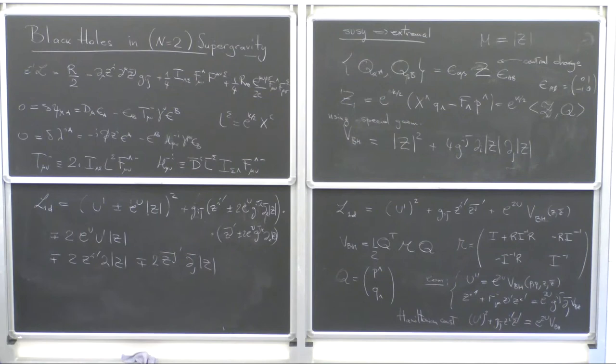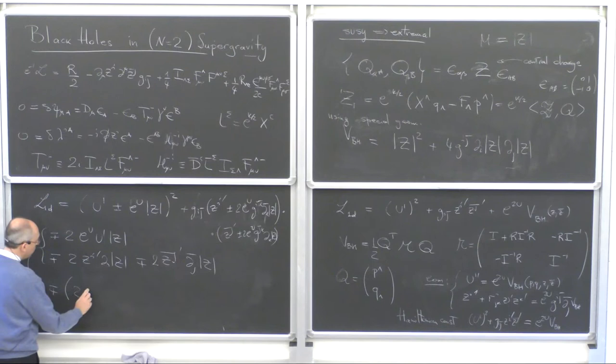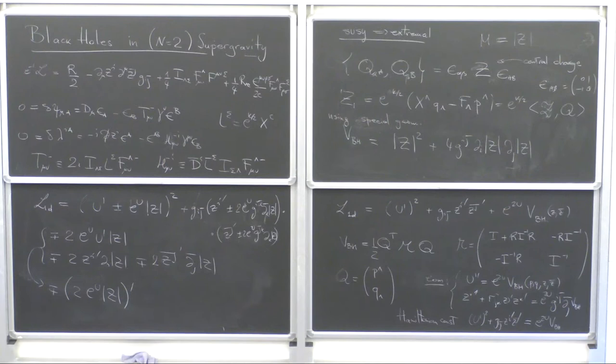And now if you stare at the last 3 terms intensely, you see something. All these 3 terms are 2 e to the u central charge total derivative. The first term is the derivative of the e to the u factor. The second and the third are the derivatives of the central charge. The central charge depends on z and on z bar. So you have to take the chain rule, and you get the other 2 terms. So what does this mean?